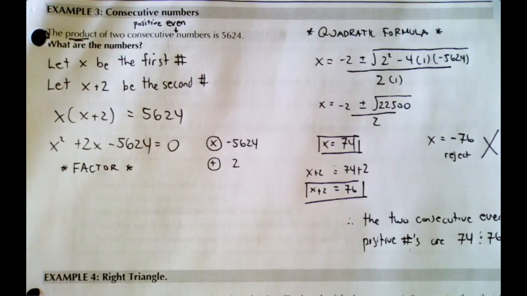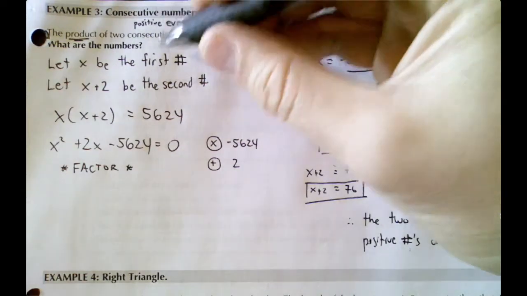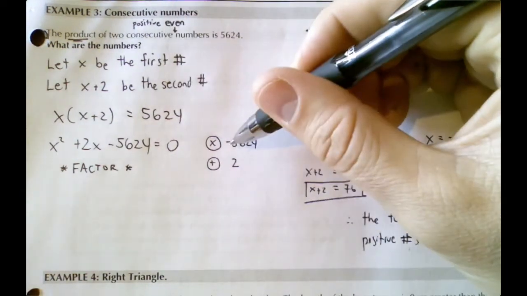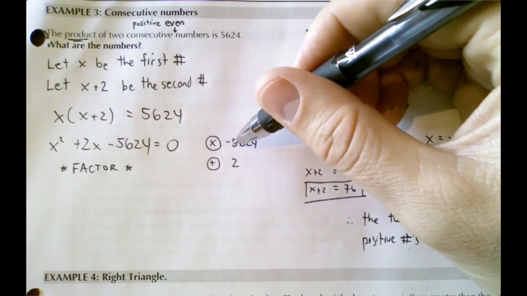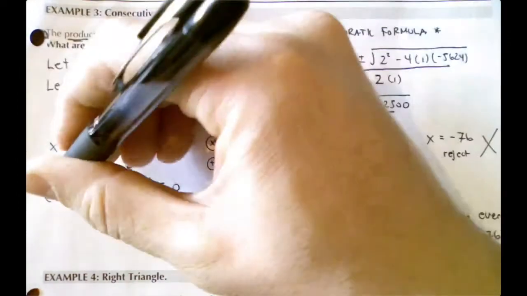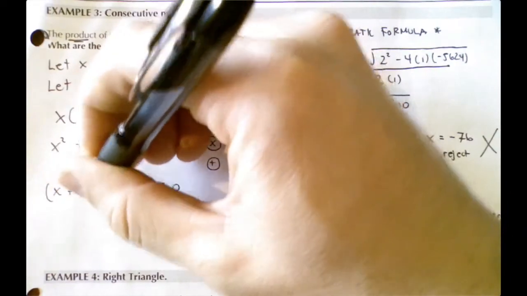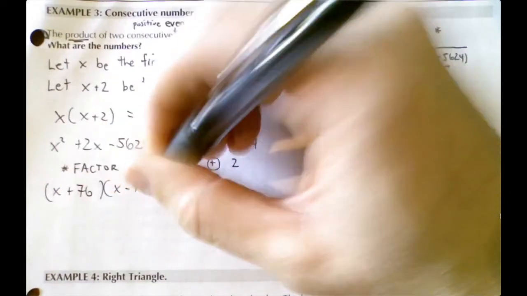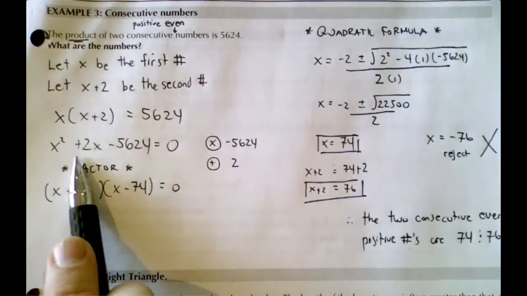Okay, back to the factoring. I said we could factor. Well, we can factor. We just have to figure out what numbers do this. And well, the numbers that do that are negative 74 and positive 76. So if you figured that out, you can get to the answer a little bit quicker, because 76 and negative 74 multiply to this and add to that.